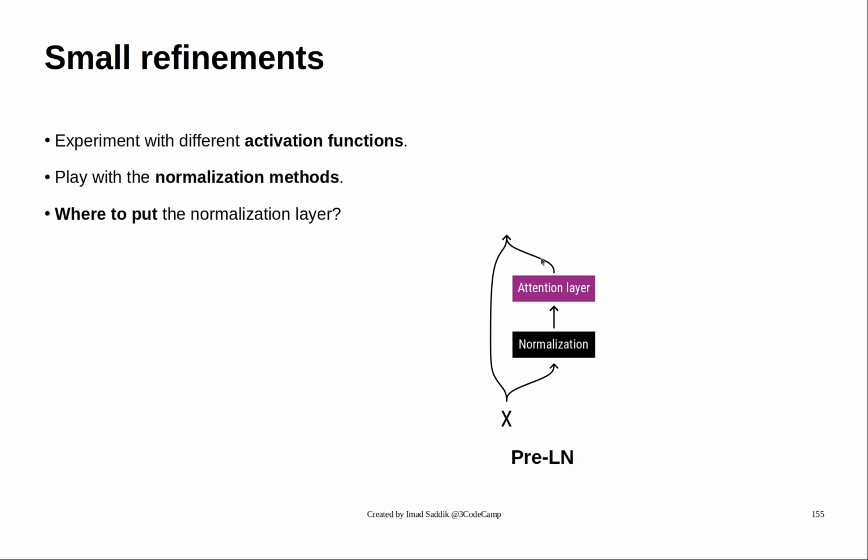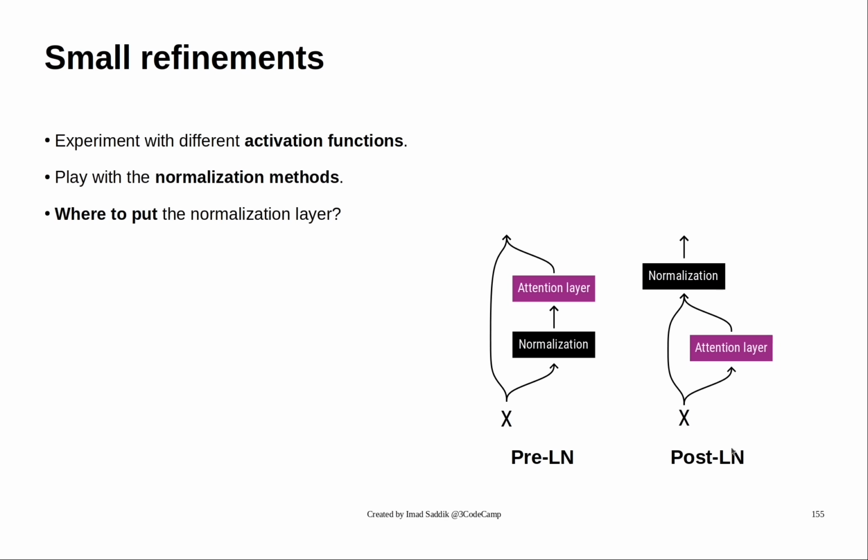You can see that here, for example, I have the attention layer and normalization comes before it. And we also have post-layer norm. You can see here is the attention layer and normalization comes after it. And you can also do this for the feed-forward network. We are going to see this in the coding section.